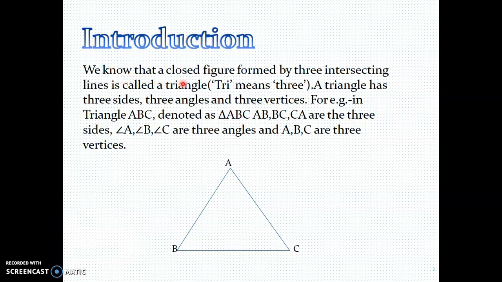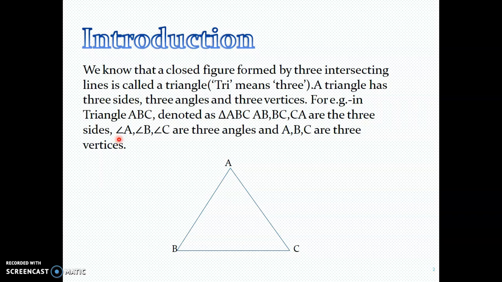We know that a closed figure formed by three intersecting lines is called a triangle. Tri means three. A triangle has three sides, three angles, and three vertices. For example, in triangle ABC, denoted by this notation, we will not write the word triangle in full. We will use this notation. In triangle ABC, AB, BC, CA are the three sides.